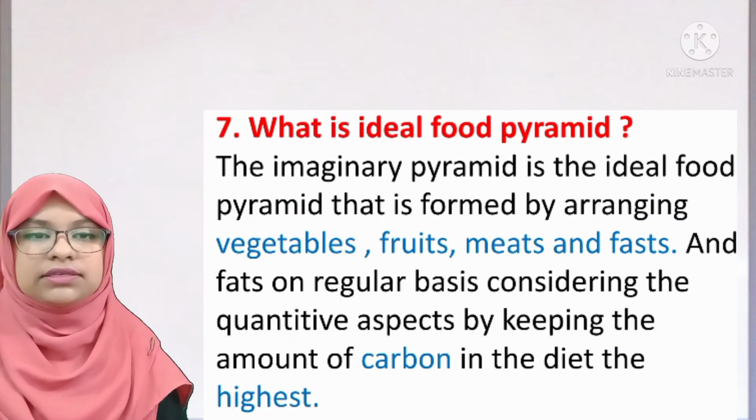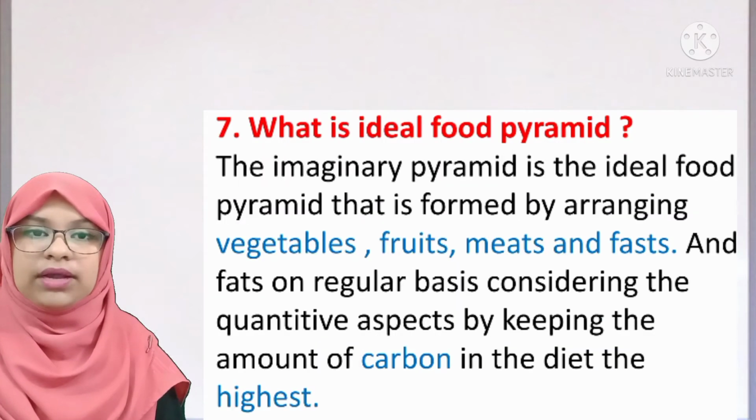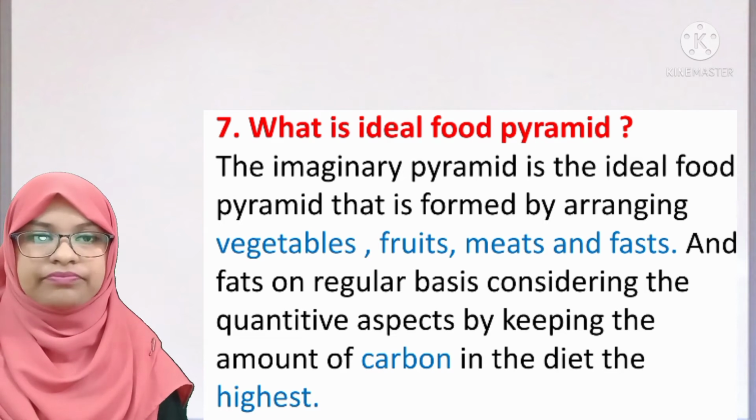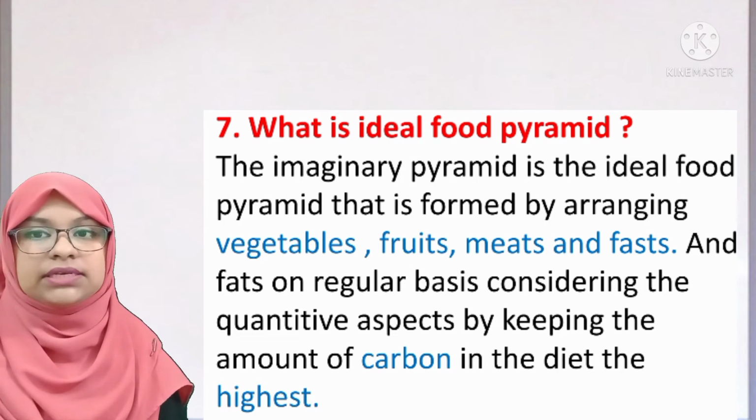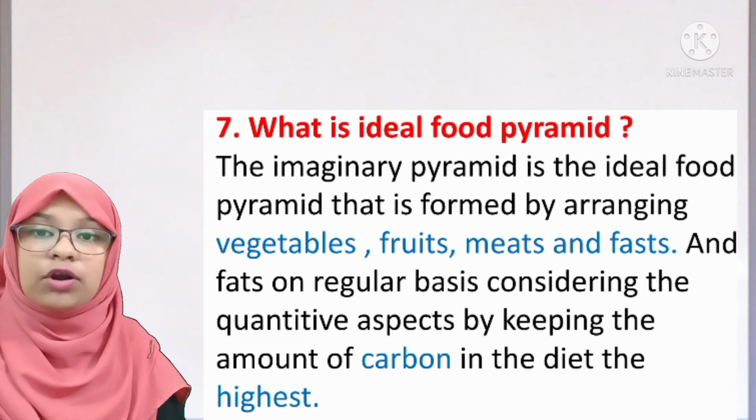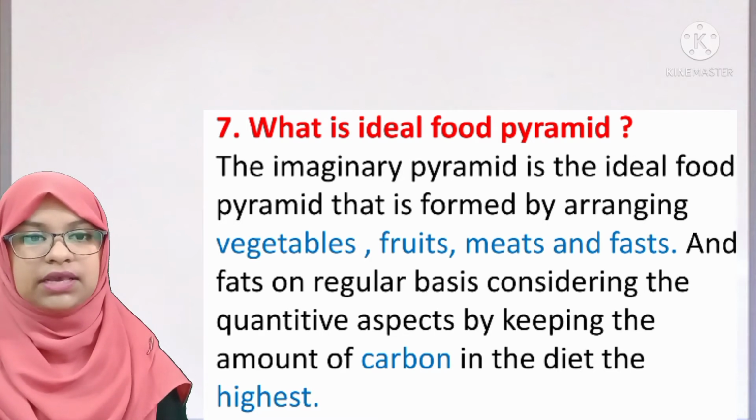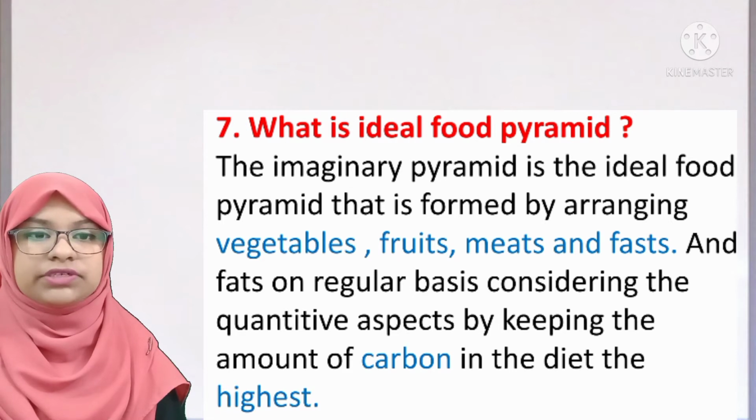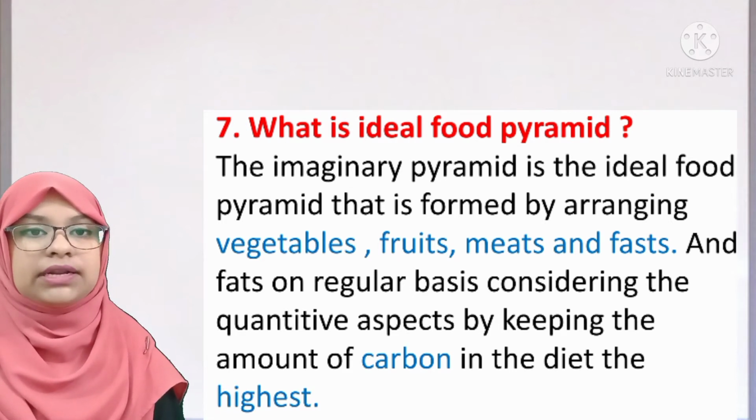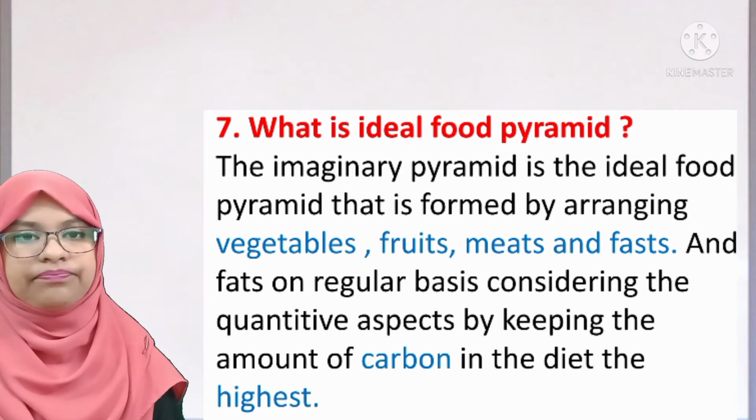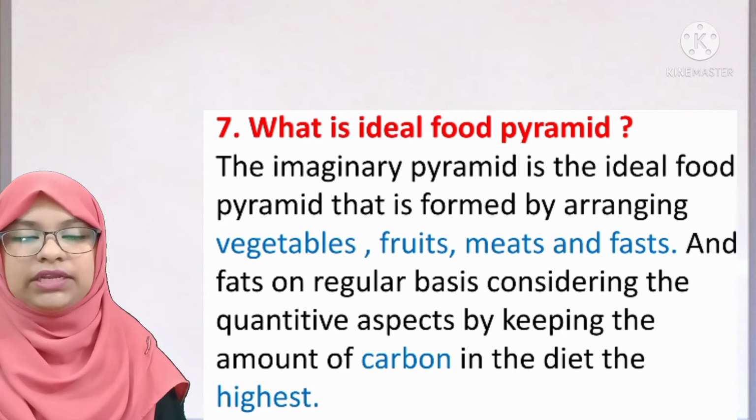Our seventh understanding knowledge-based question is, what is ideal food pyramid? The imaginary pyramid is the ideal food pyramid that is formed by arranging vegetables, fruits, meats and fats on a regular basis, considering the quantitative aspects by keeping the amount of carbon in the diet the highest. That means ideal food pyramid means how much quantity of food elements is necessary for our body.